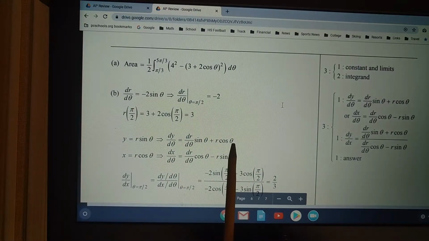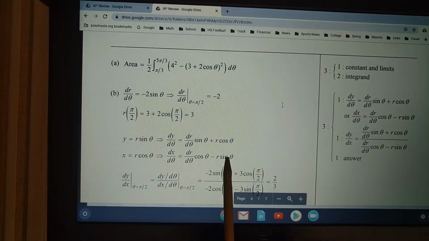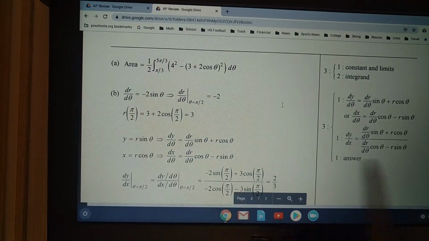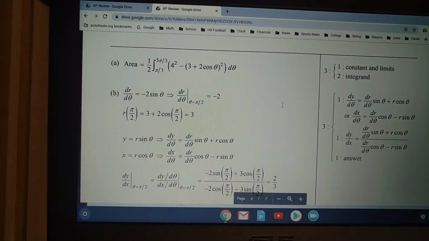So you get 1 point if you get that, or if you get this. So either one of them would get you 1 point. If you get both of them, it's still just 1 point. But if you do either one correctly, you get 1 point.